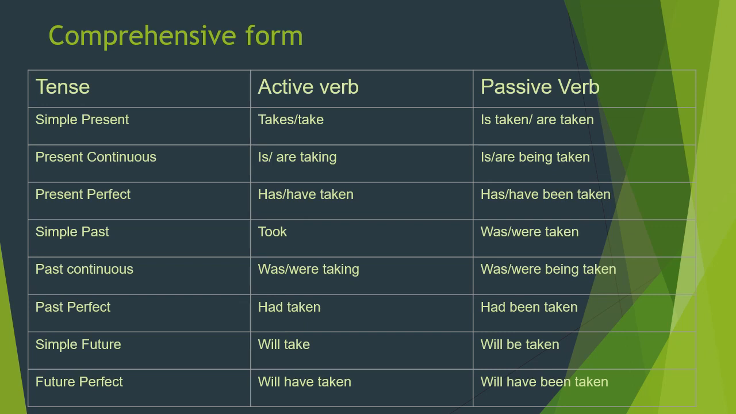Now simple past: the active verb will be took, the passive verb will be was or were taken. Past continuous: was or were taking, and the passive verb will be was or were being taken. Past perfect will be had taken and the passive verb will be had been taken. Simple future will be will take and the passive verb will be will be taken. Future perfect will be will have taken and the passive verb of future perfect will be will have been taken.